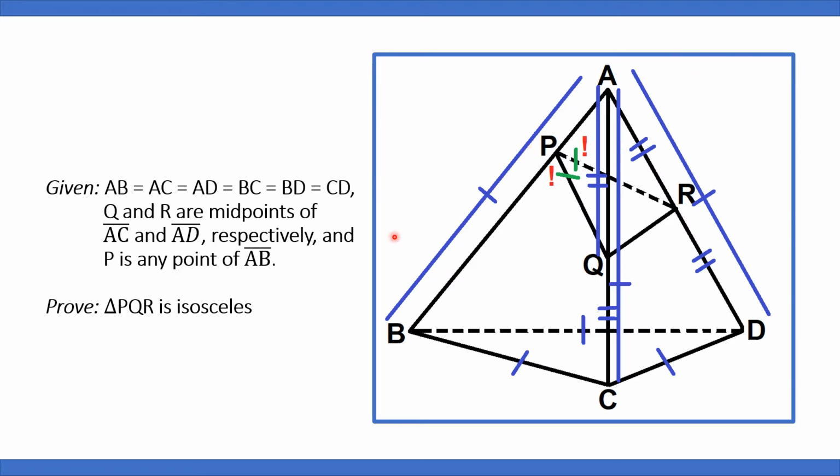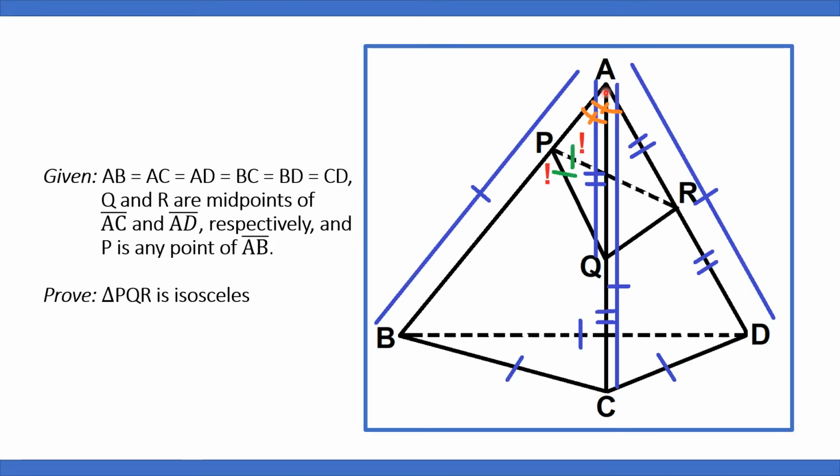We need to prove that triangle PQR is isosceles. We can only prove that triangle PQR is isosceles if we can prove that line segment PQ and line segment PR are congruent. How is this going to be possible?